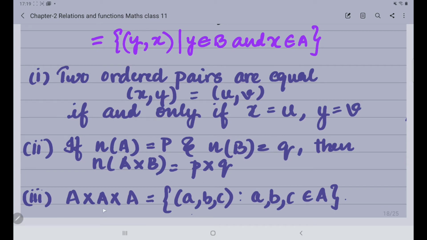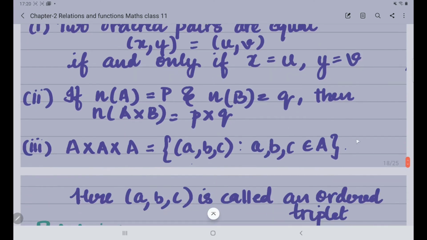And the third property: A cross A cross A is the set of ordered triplets (a, b, c), where a, b, c belong to A, and here (a, b, c) is called an ordered triplet. So this is another property of the Cartesian product of sets.